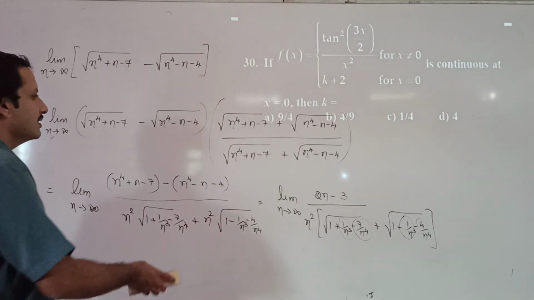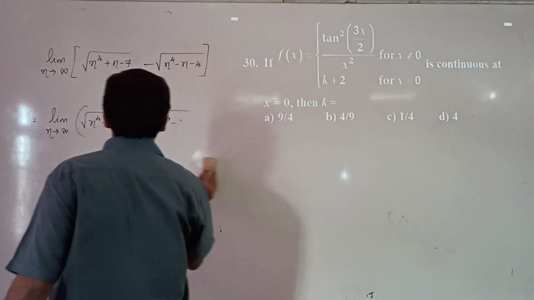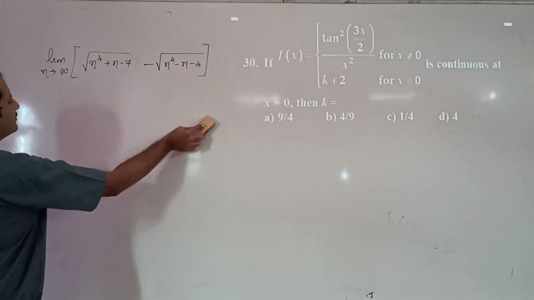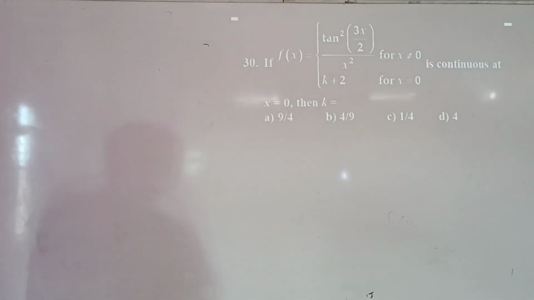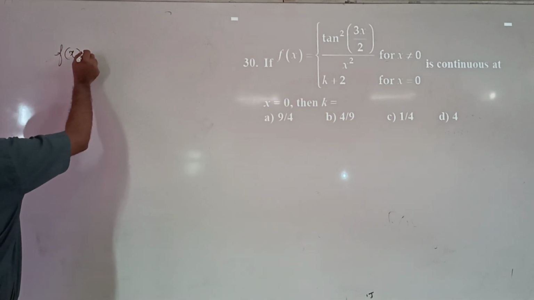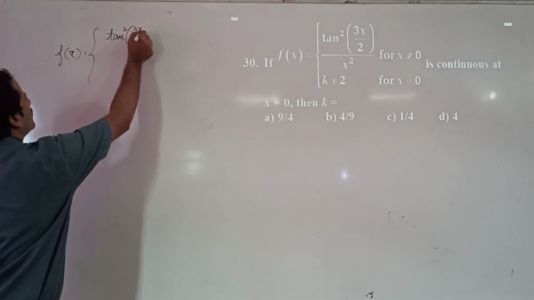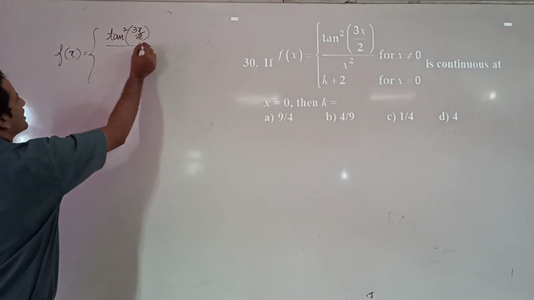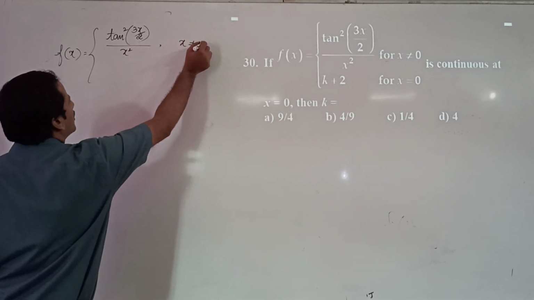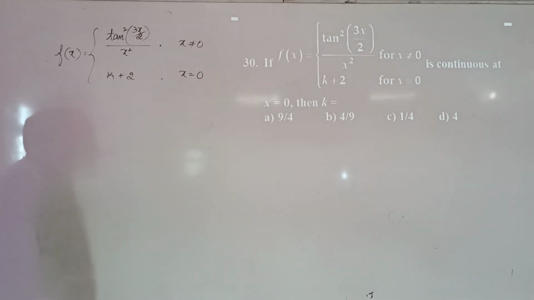Okay. Next, 30th question. If f of x is equal to tan square 3x by 2 by x square for x not equal to 0 and k plus 2 for x equal to 0 is continuous at x equal to 0, then k is equal to. See, f of x, I have defined f of x as tan square 3x by 2 divided by x square when x not equal to 0 and k plus 2 when x is equal to 0. This function is continuous at x equal to 0, they are given.